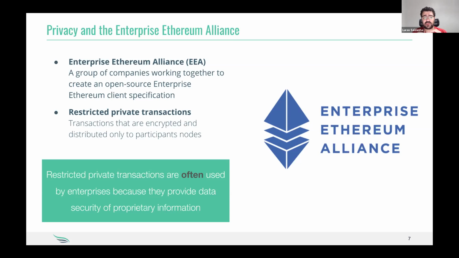There's a bunch of regulatory and compliance rules that enterprises are sometimes subject to that forbid any confidential information from reaching non-trusted parties, even if it's encrypted. So we need a way of making sure that not only the information is encrypted, so the private transactions are encrypted, but they are also only sent to the right nodes, to the right participants.